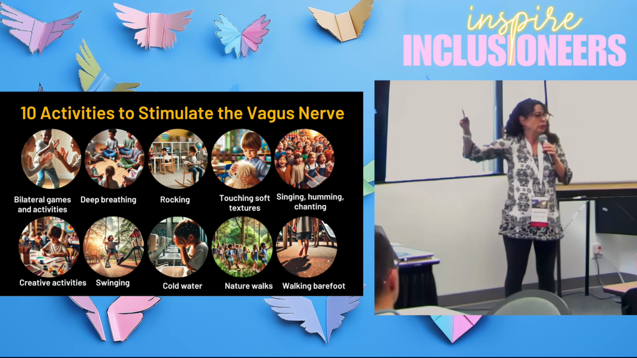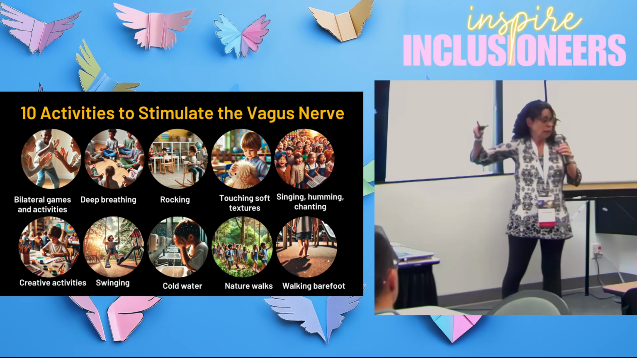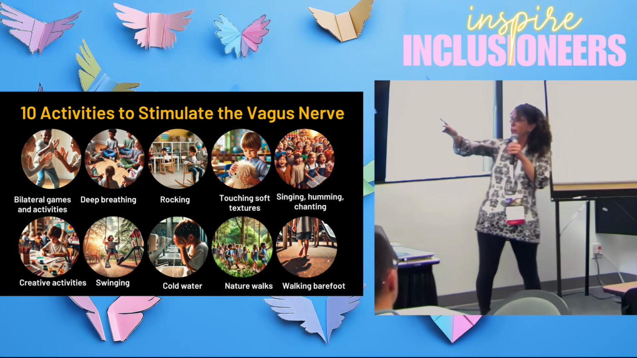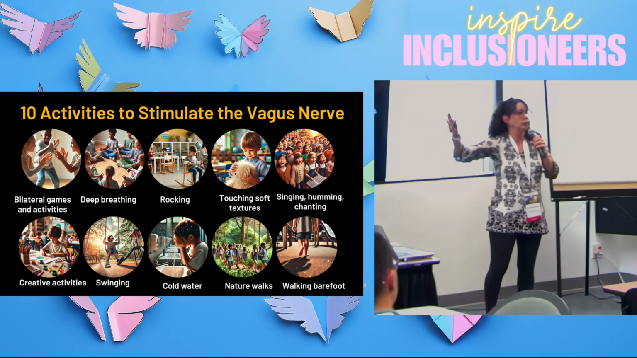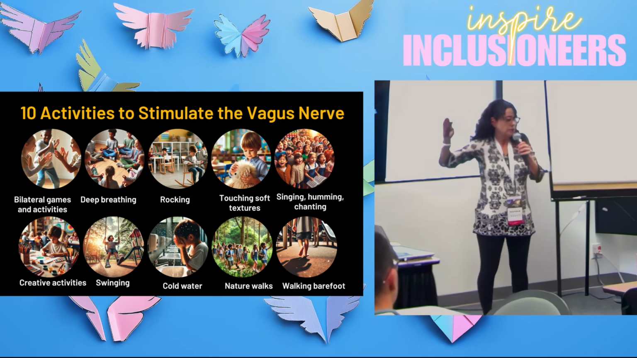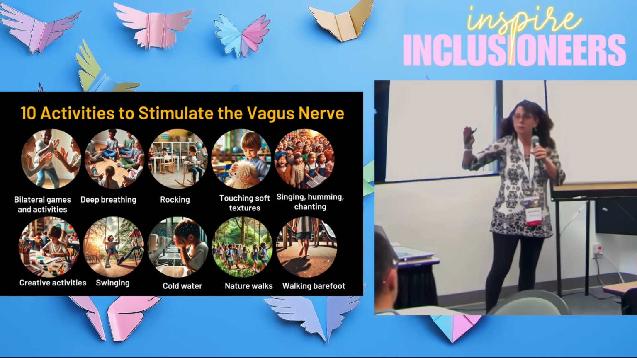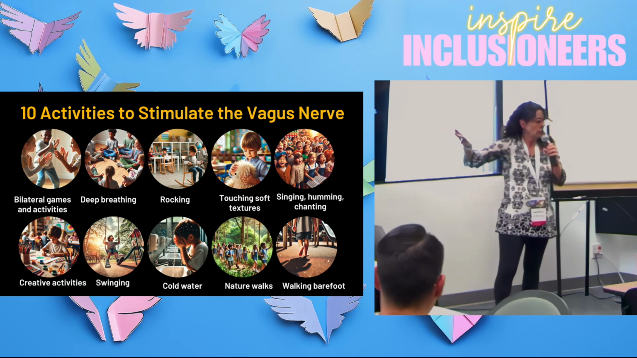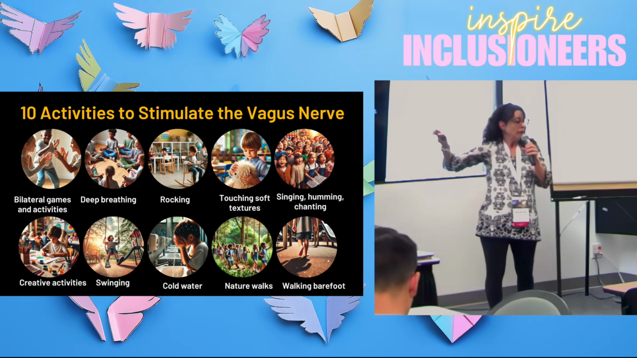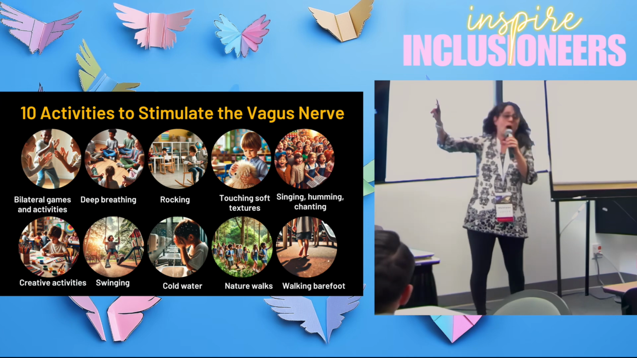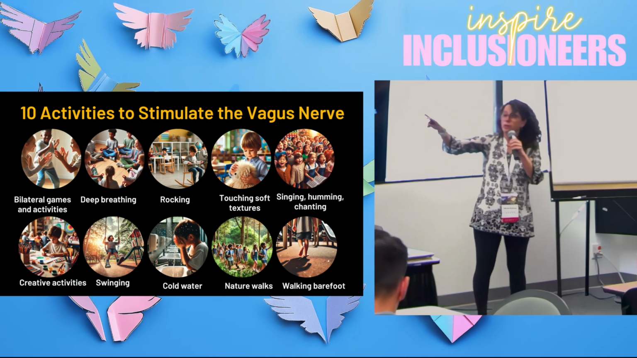Deep breathing, you could do that after recess because they're all hyped up, or you could do that before a test. Rocking, if you have a quiet corner where you can have a small rocking chair and they can rock. They're not meant to rock there all day. They'll get overstimulated, but enough to calm them down, right? Touching soft textures in a quiet corner, or even allowing them to have something like that at their desk. Singing, humming, chanting, all really good to stimulate the vagus nerve.